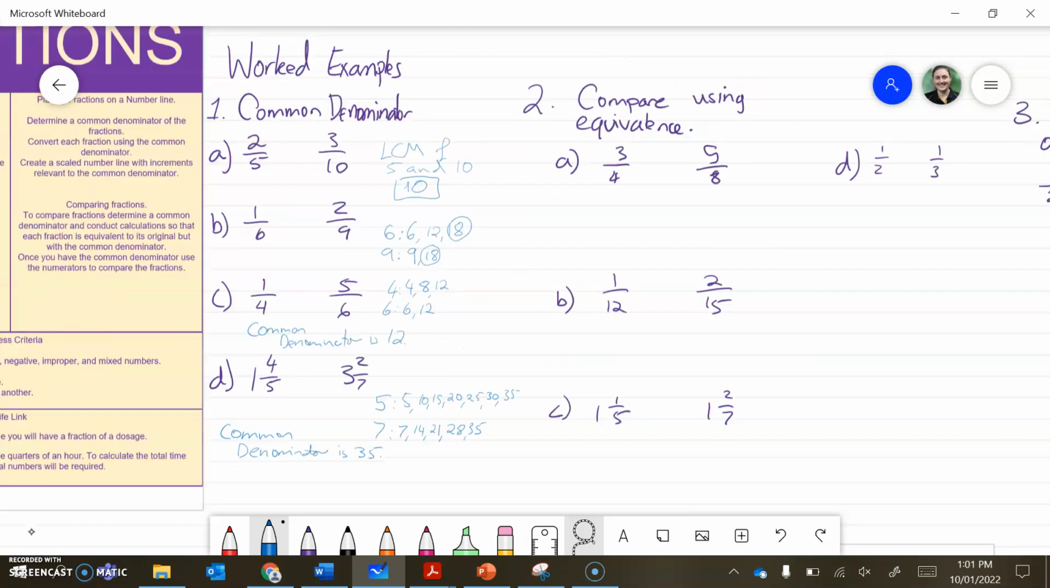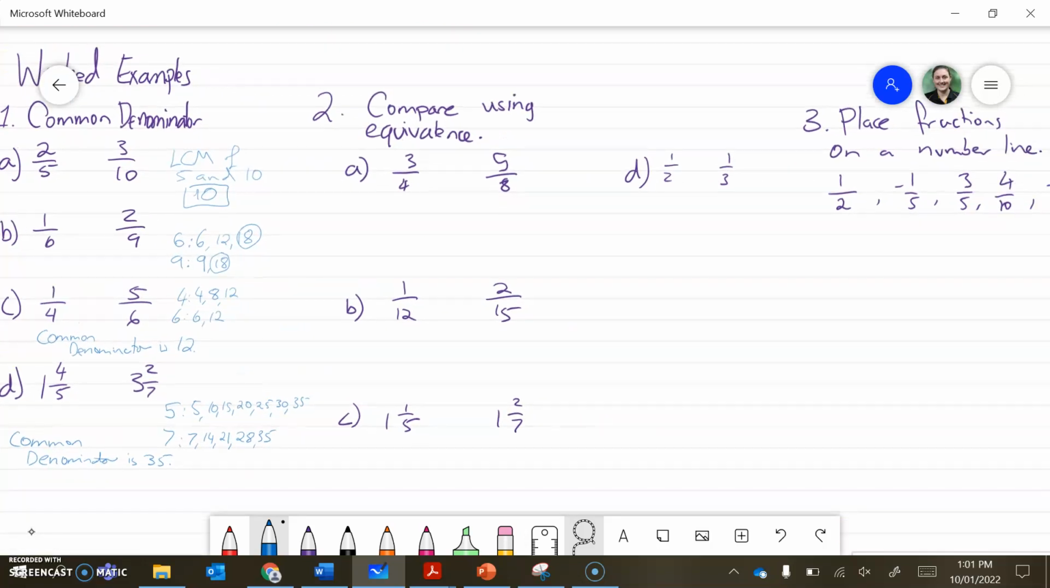Okay, worked example 2, we want to compare using equivalence. So we want to get a common denominator and then compare from there. You can see here our denominators are 4 and 8. Our lowest common multiple of 4 and 8 would be 8. So I need to alter our first fraction so that we have a denominator of 8. So I need to multiply by 2.